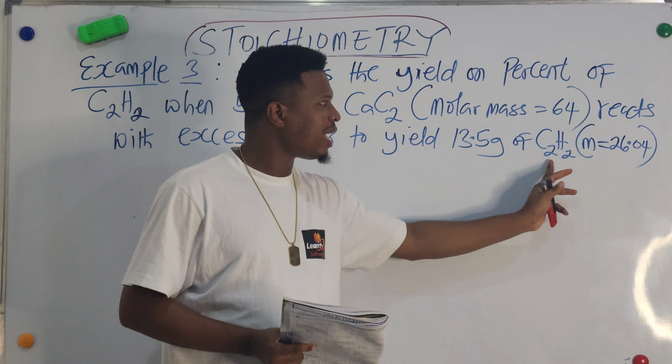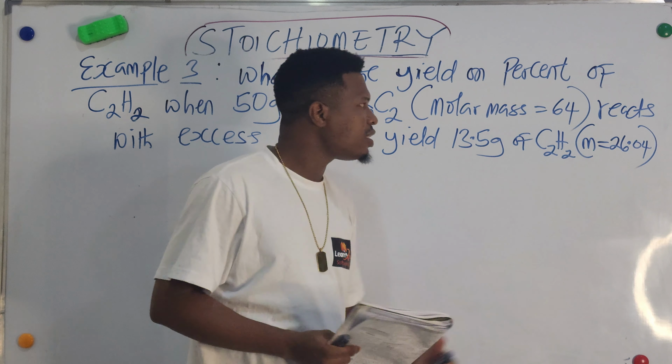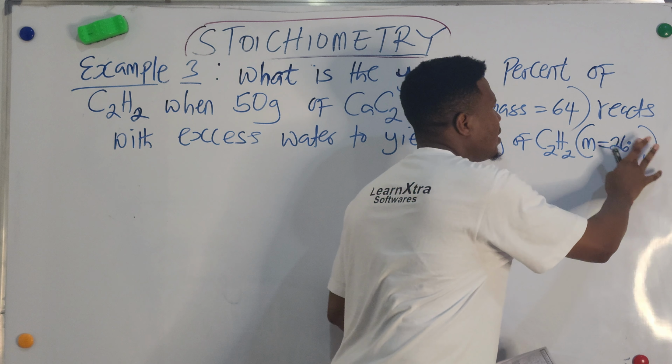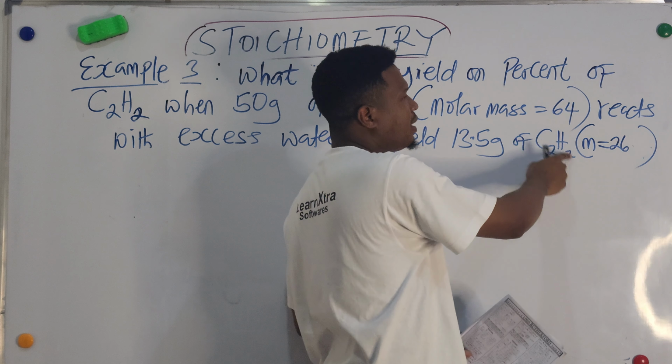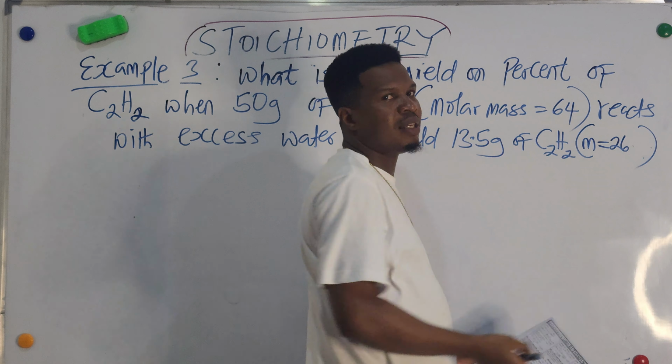And the molar mass of this ethyne is 26 point something, or let's just say 26. How do we get 26? 12 times 2, 24. 1 times 2, plus 2 is 26, okay? So, the first thing is what? Write the equation for the reaction. So, for this equation, what is reacting is what? They said, what is the yield on percent of ethyne when 50 grams of calcium carbide react with excess water?